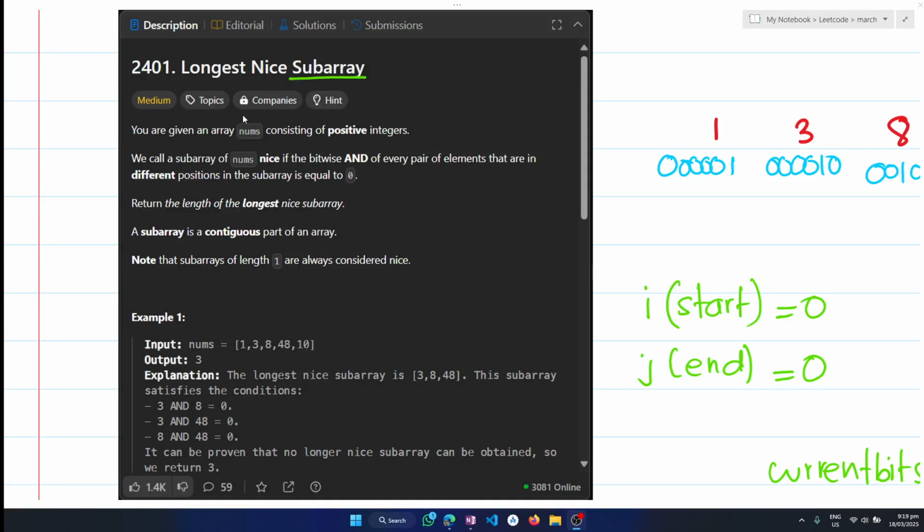Today we are doing longest nice subarray, LeetCode 2401, which also happens to be the problem of the day for today. So let's have a look at what the problem statement says.